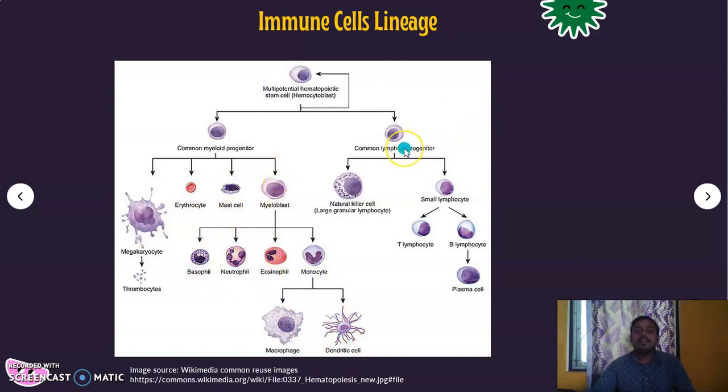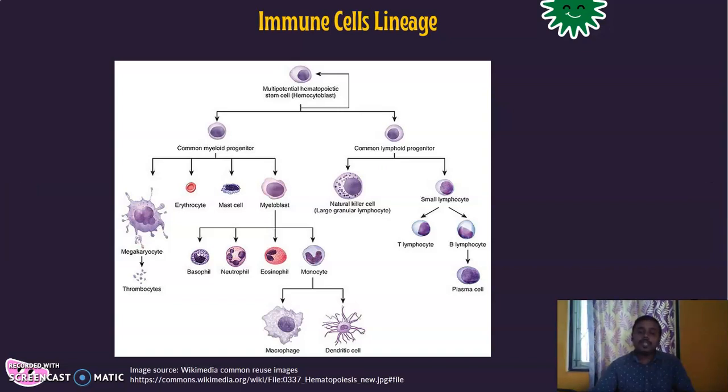The second family of daughter cells that comes from the hematopoietic stem cell is the common lymphoid progenitor. From this common lymphoid progenitor, you have 2 major types of cells. The first one is the natural killer cell, which is mostly involved in detecting and destroying cancerous or mutated cells. The second type of cell coming from the common lymphoid progenitor is the small lymphocyte.